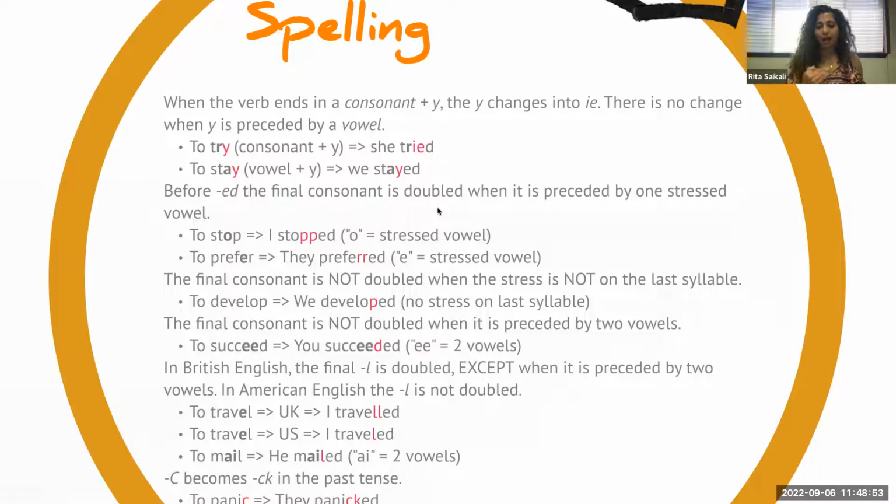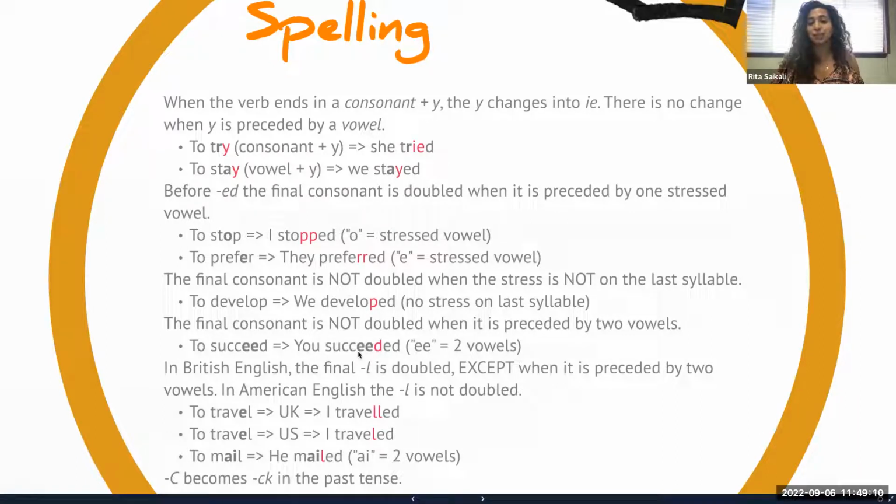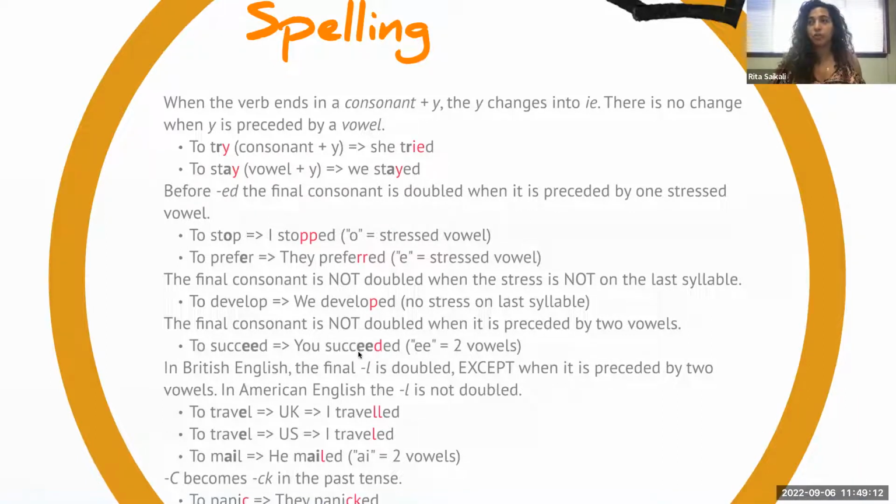All right, so the next one is the final consonant is not doubled when it is preceded by two vowels. So if there's two vowels before the last consonant, it's not doubled. So succeed has two E's before the D, so we don't add another D. Does that make sense? Yeah.